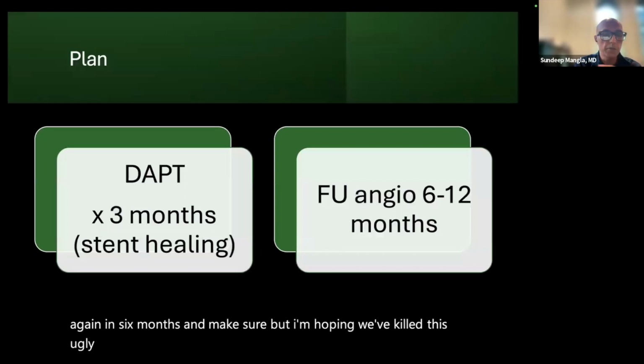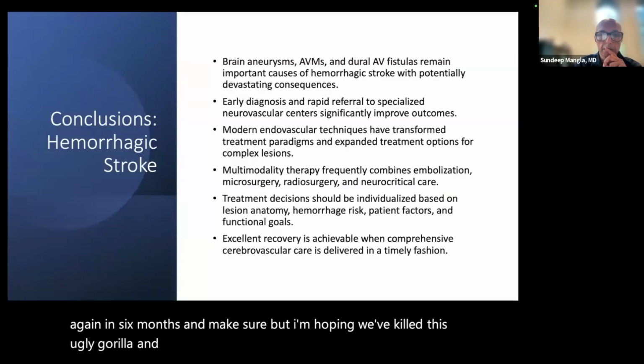And so we'll put him on dual antiplatelet therapy for 3 months to allow the stent to heal. Do a follow-up angiogram in 6 to 12 months to make sure we've got a durable result. And I suspect we will.